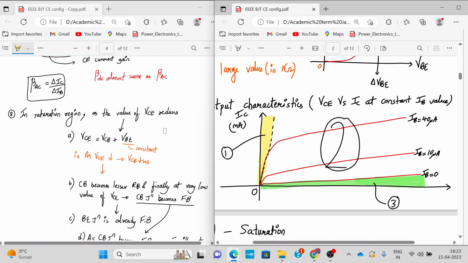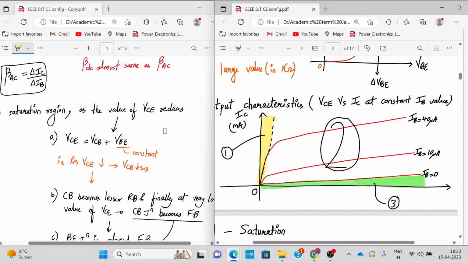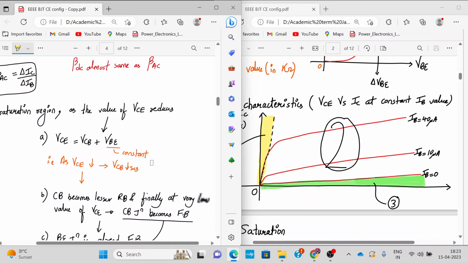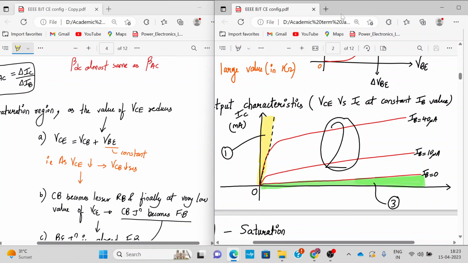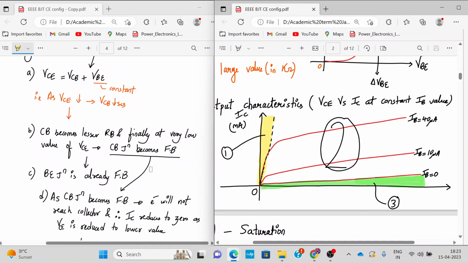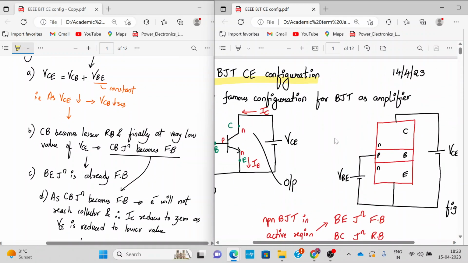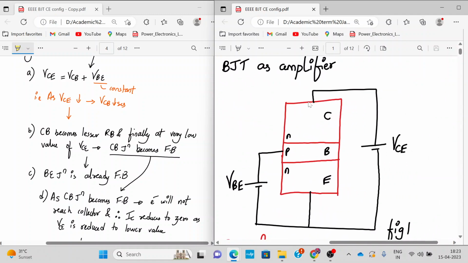So let us again go through the working of it in detail. In the saturation region, as the value of VCE is reducing, we know that VCE is VCB plus VBE, right? Let's consider VBE a constant because IB is constant. As you reduce the value of VCE, your VCB value also reduces, right? That means your collector base junction is becoming less and less reverse biased, and finally at a very low value of VCE, your collector base junction becomes forward biased.